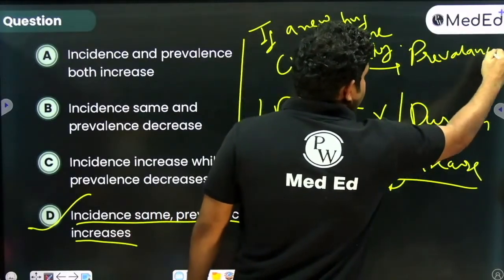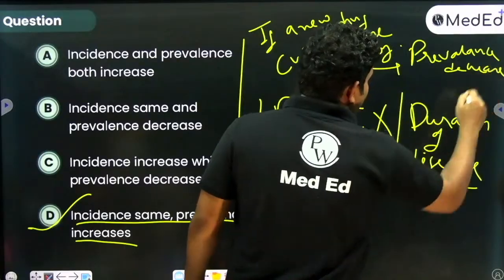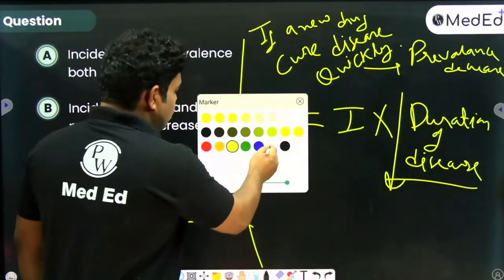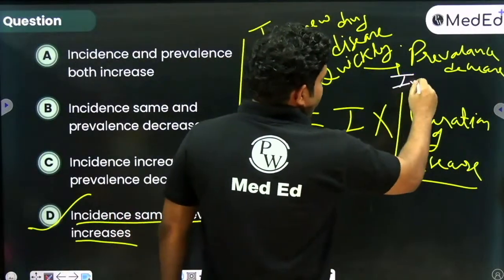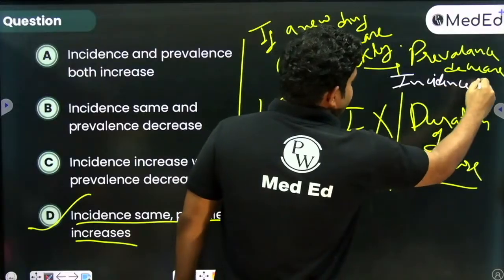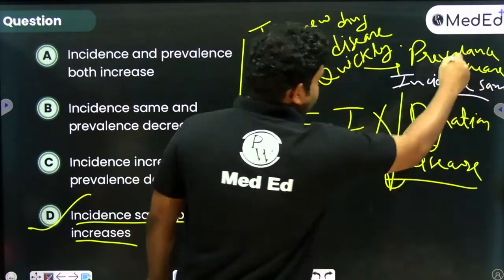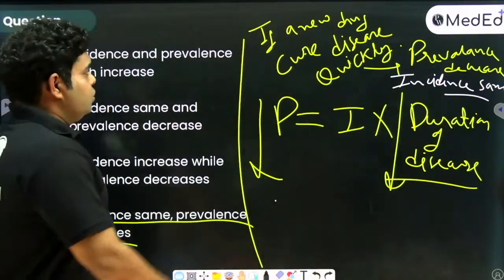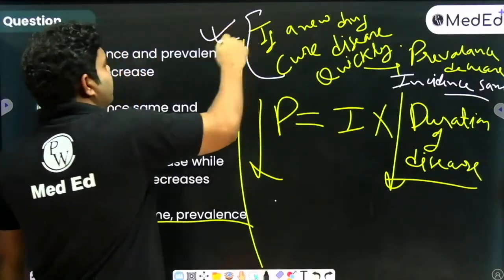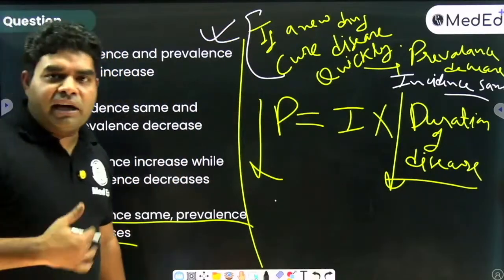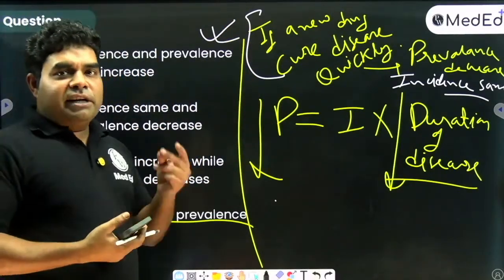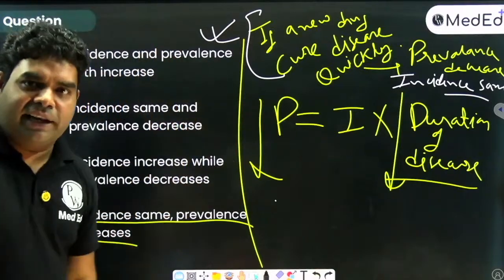Prevalence will decrease. And can you tell me what will happen to the incidence? Of course, I hope you all know that incidence is not affected by the drug. So incidence will be the same, but prevalence will decrease. Okay. So this question can come, a new type of question, but I hope you will not be confused. Incidence is always the same. If it is curing quickly, prevalence will decrease.